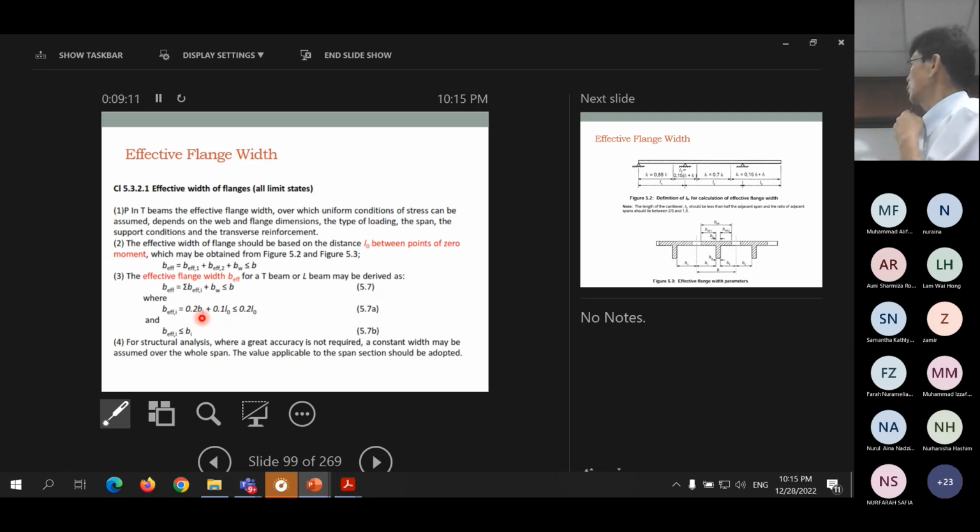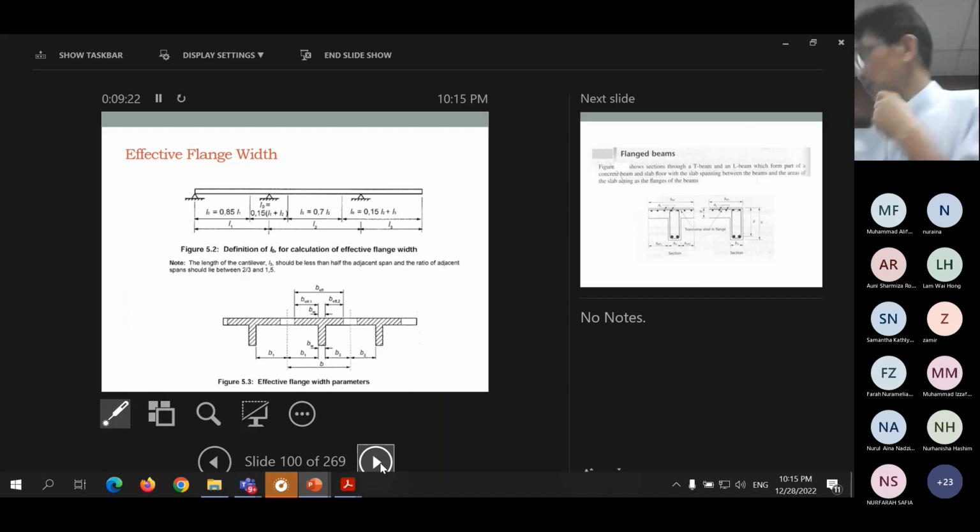So there are a lot of rules that we have to follow in order to get the width of the flange first. Okay? So once we know the width of the flange, which is B effective, then we can carry out the design. Okay?